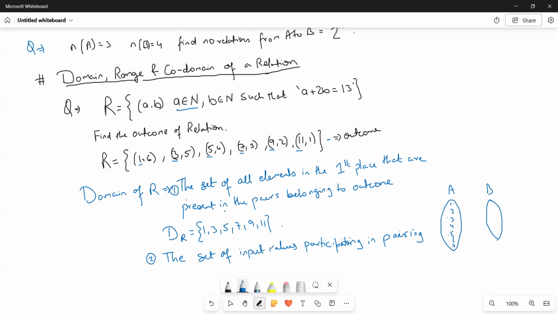Okay? And the same thing will happen for B as well. B initially is defined as the set of natural numbers. So even this will have 1, 2, 3, 4, 5, 6, 7 going up till all natural numbers included. But again, are all natural numbers participating in pairing for B? Nope.